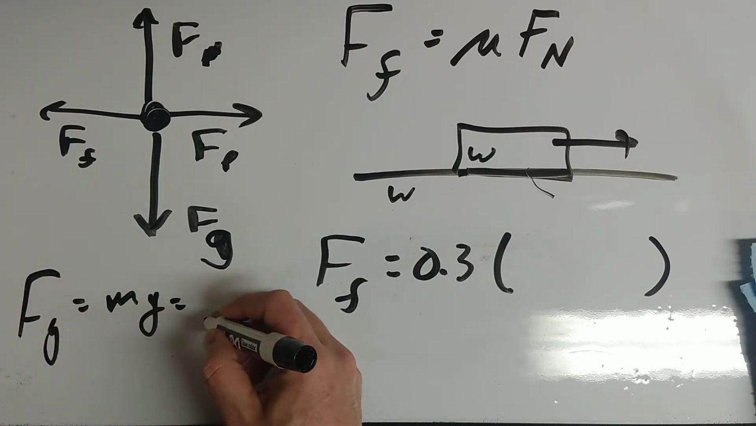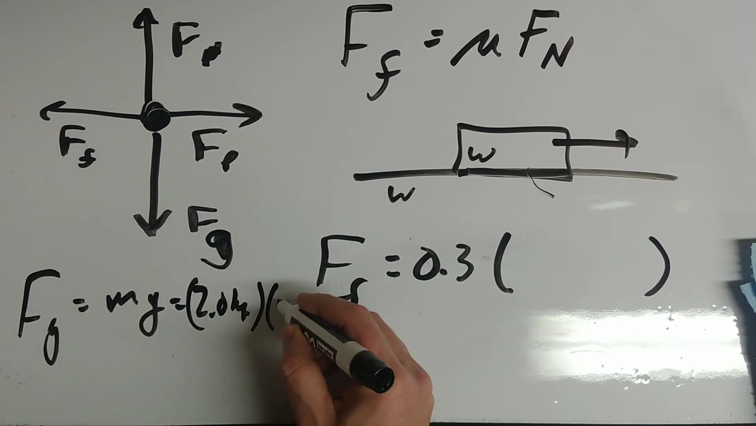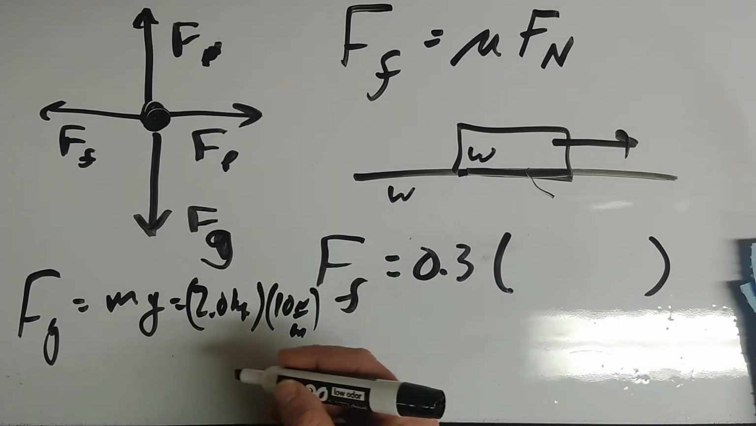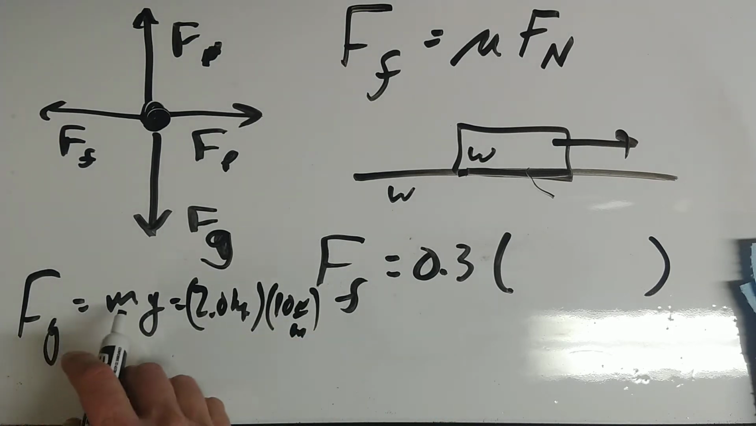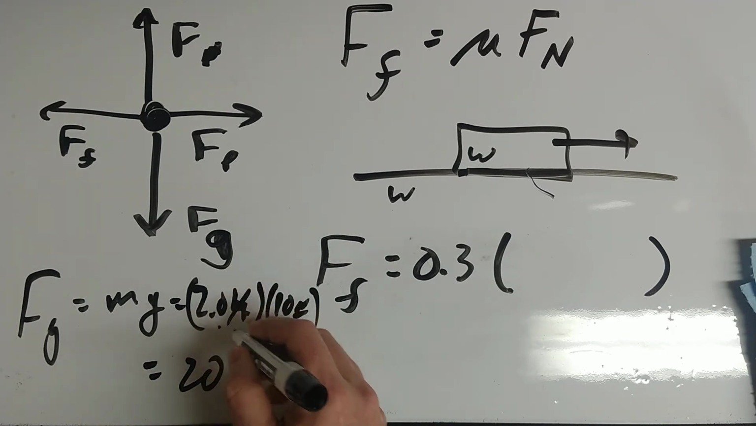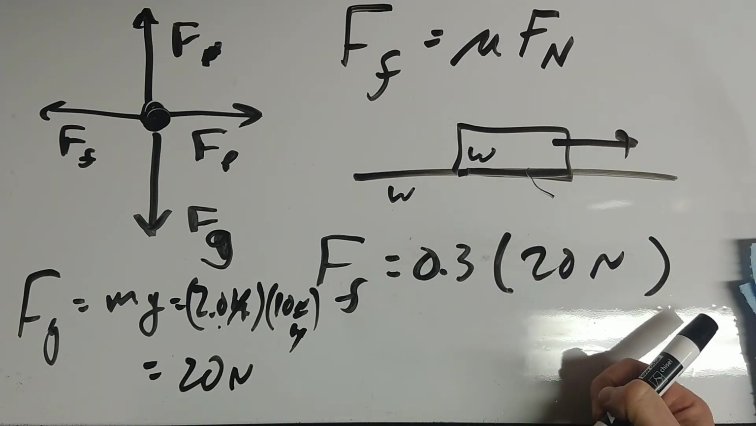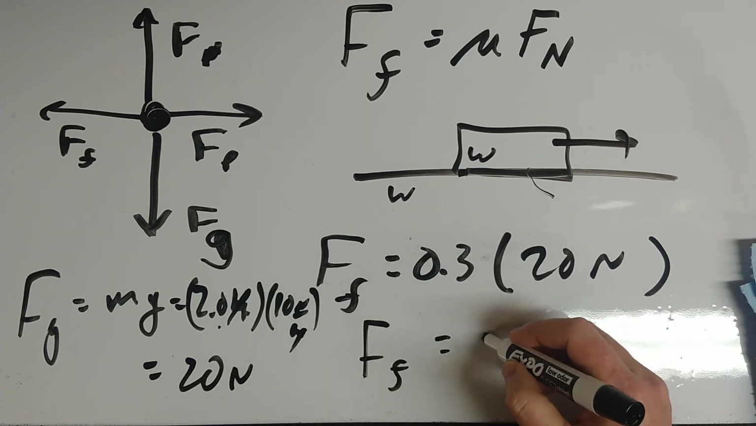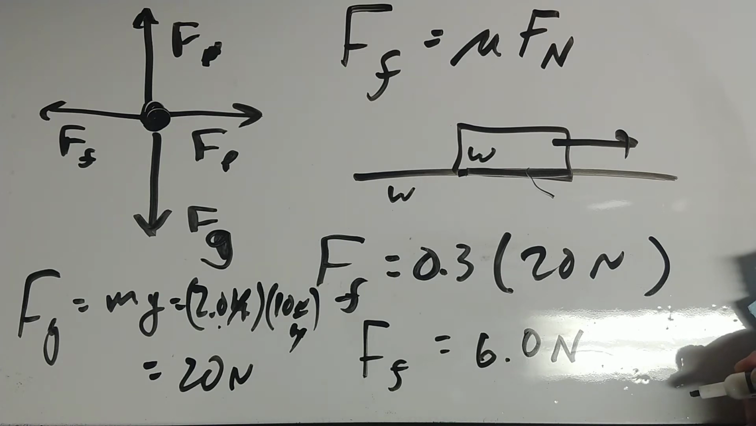The mass of the block is 2.0 kilograms, times g, which is about 9.8, or actually, if you just use 10, it makes life a little bit easier. You can always use 10 on a quiz or a test or anything like that. So Fg equals mg, 2 times 10, that would be 20 newtons of weight. So the normal force is 20 newtons of force holding it up. So the force of friction acting on it, 0.3 times 20 is 6.0 newtons. That would be the force of friction.